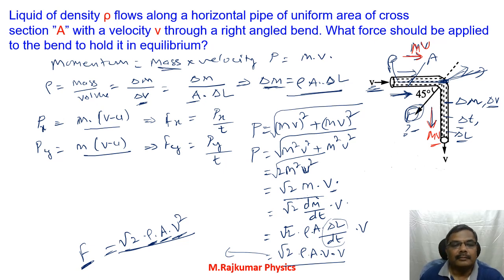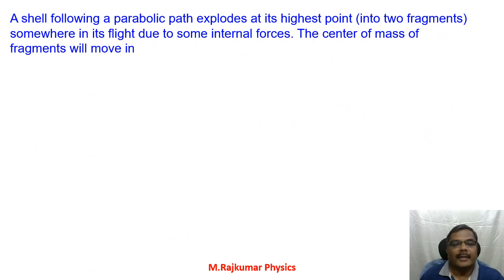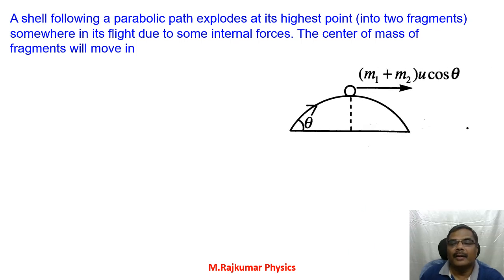The next question. A shell following a parabolic path explodes at its highest point into two fragments somewhere in its flight due to some internal forces. The center of mass of the fragments will move inward. So here, a shell following a parabolic path. This is the y-axis, and this is the x-axis.